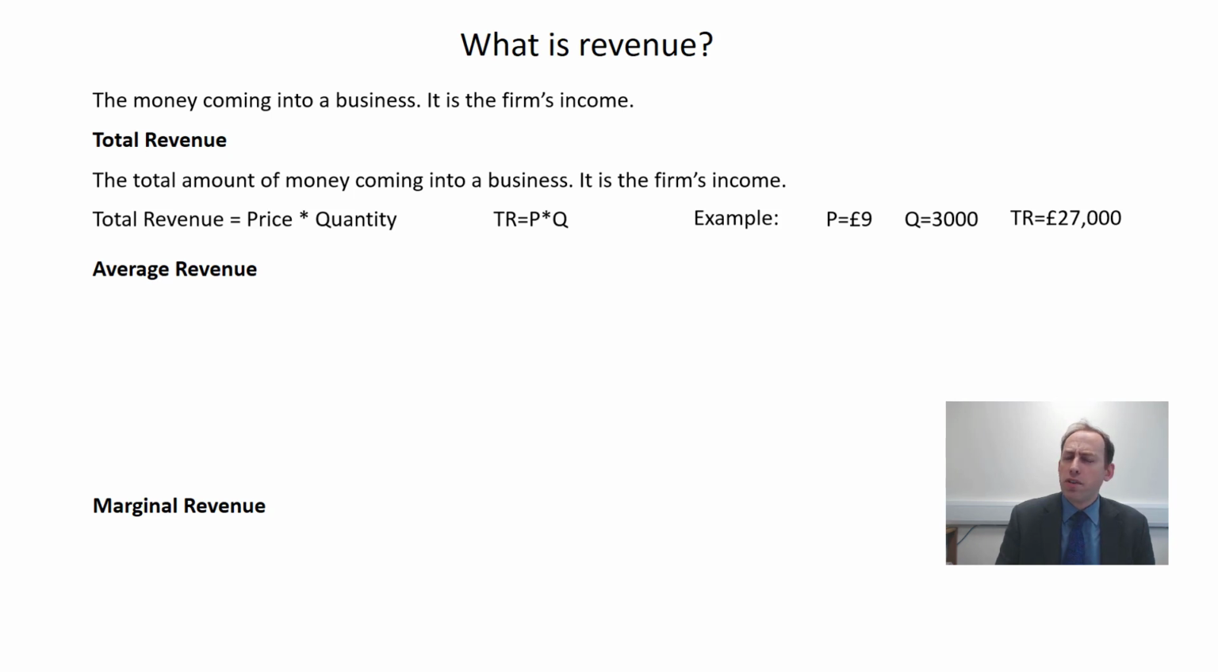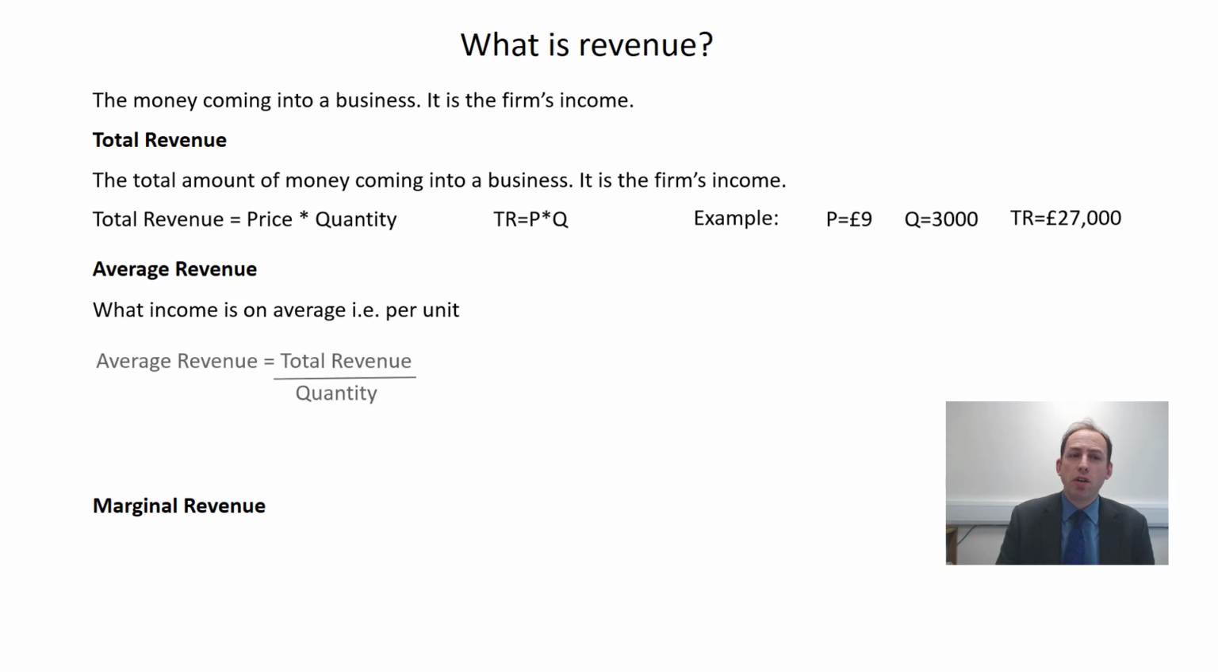Also, it's going to be useful for us to know our average revenue. So what are we getting per unit? And there's a little formula here, and it's the same for any other time you've ever worked out an average, really. We divide the total by the quantity. So average revenue is our total revenue divided by the quantity.